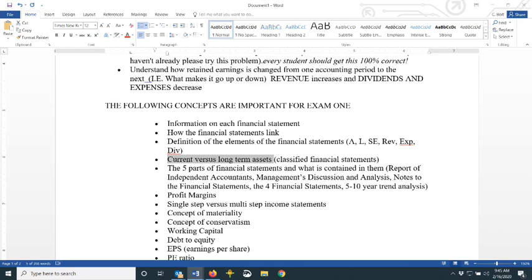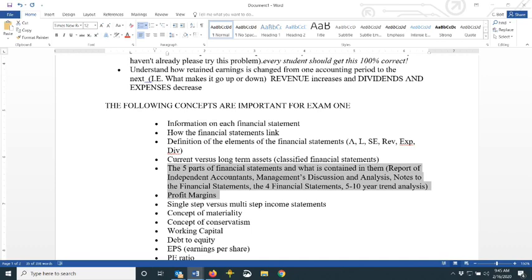We talked about accounts receivable, and sometimes short-term marketable securities if the company plans to hold on to those marketable securities, which means investments in the stock market, for less than a year. The 5 parts of a financial statement, I think these are very important for every student to understand, particularly with this annual report project that's going to be due at the end of the month.